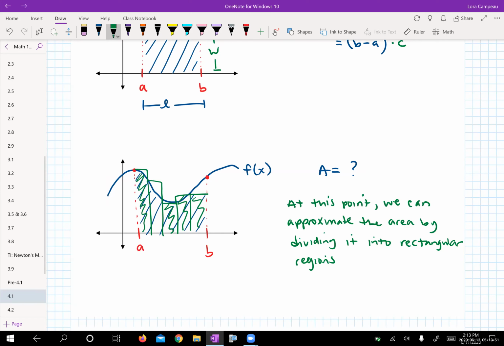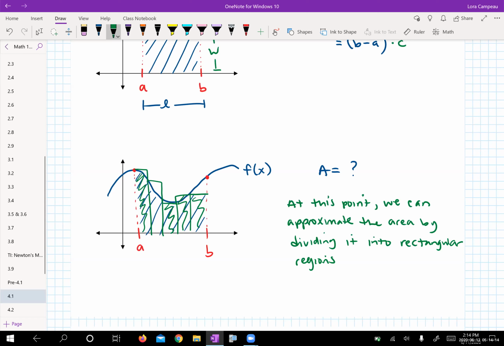And how we do this depends on what we want to call the width of the rectangle, and what side of the subinterval we are going to use to calculate the height. That's what we're going to discover when we go through the next two examples.